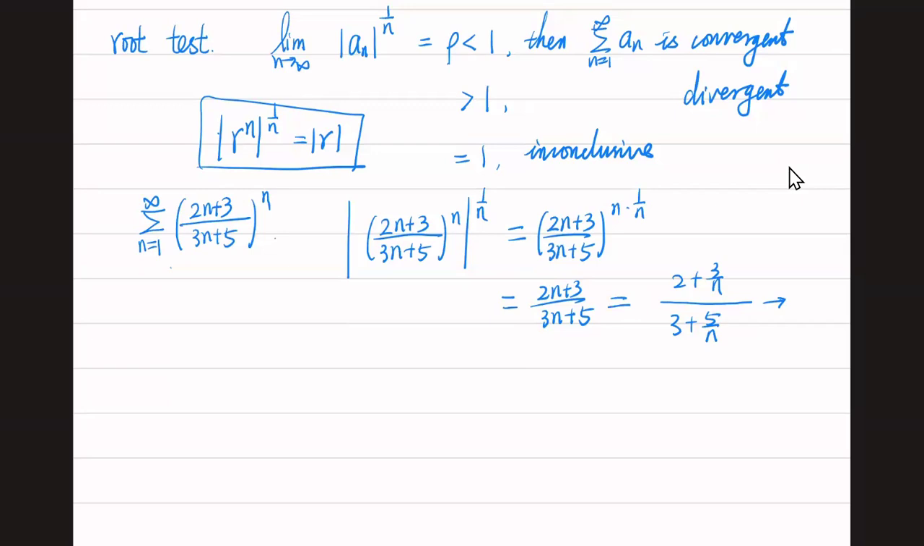When n goes bigger and bigger, what can I say about this term, and the whole term? So this goes to 0, this goes to 0, what do you have? Okay, so 2 over 3. It's less than 1, so by our root test it is convergent.